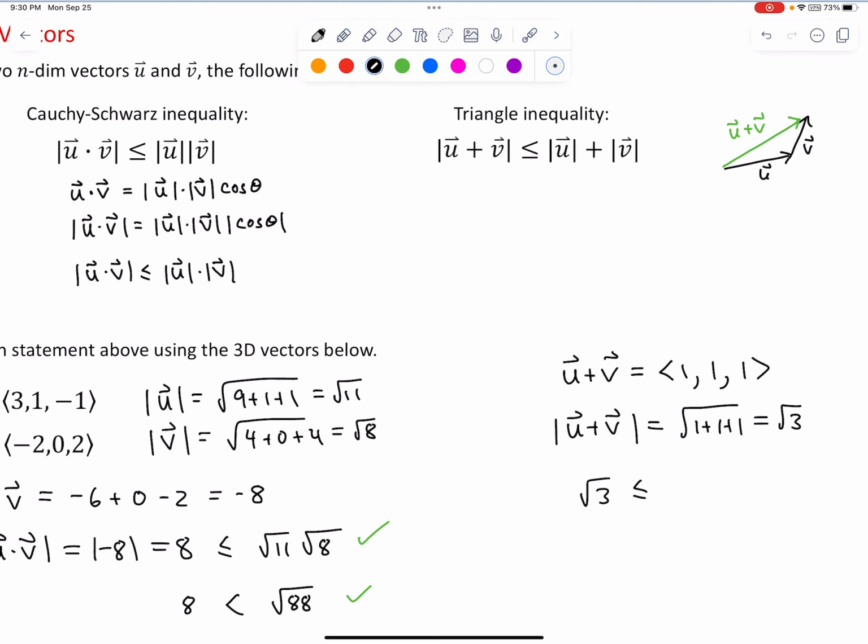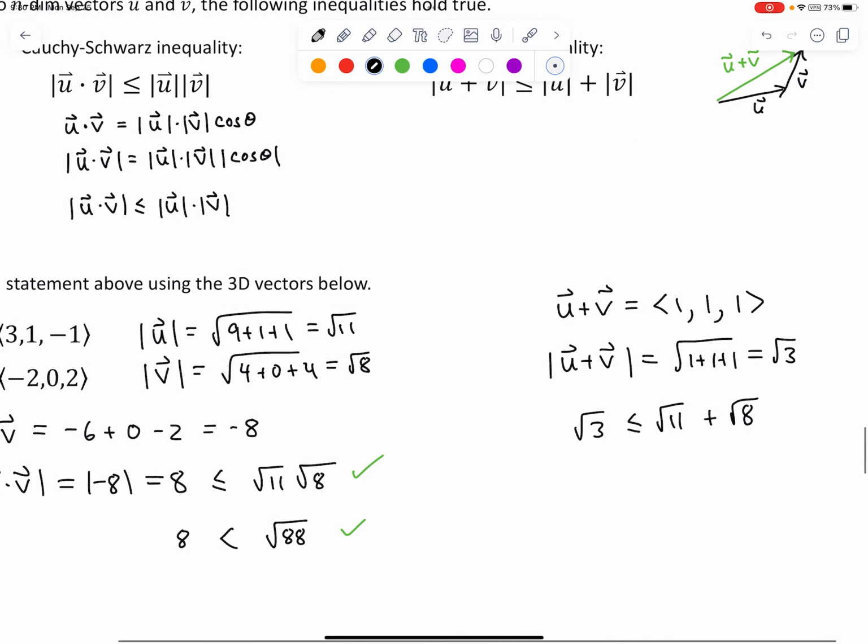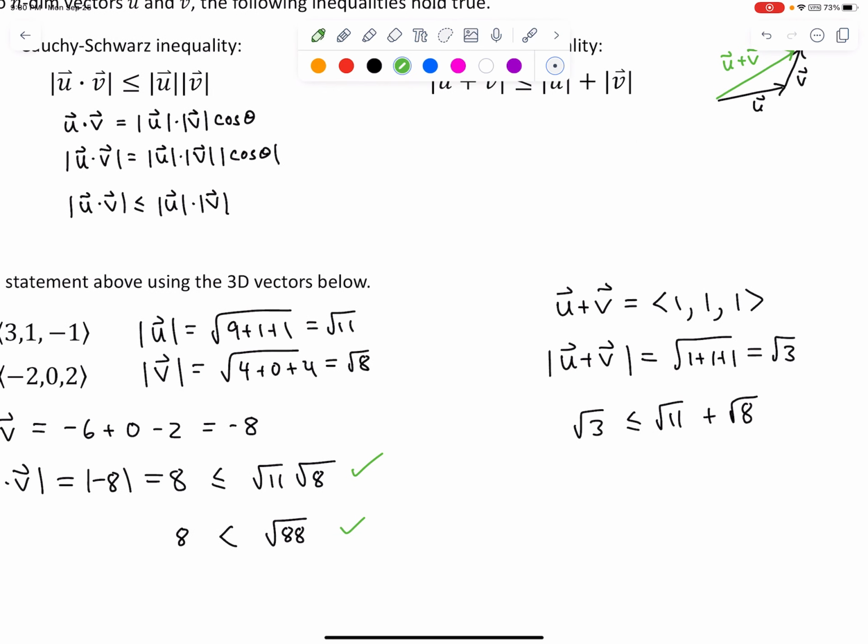So the magnitude of u was radical 11, and the magnitude of v was radical 8. Now, is this a true statement? Well, radical 3 is less than 2, and radical 11 all by itself is more than 3, so we can certainly see that this is a true statement. Okay, on to the next page.